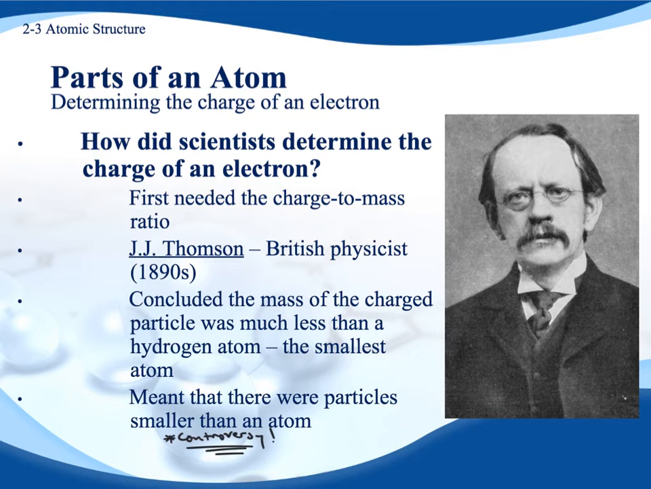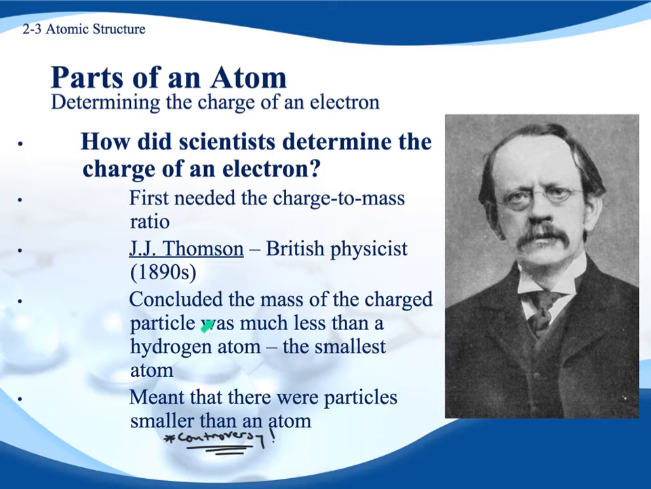The first person to do that was a British physicist named J.J. Thomson. This is in the 1890s. He figures out the charge to mass ratio of the entire beam. He's going to have a very controversial conclusion here. So he determines that the mass of the charged particle was much less than a hydrogen atom, which was the smallest atom. And if you remember from John Dalton, he said that the smallest particle in the world is an atom, that nothing can be smaller than that.